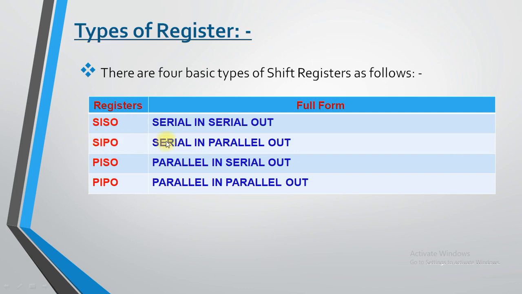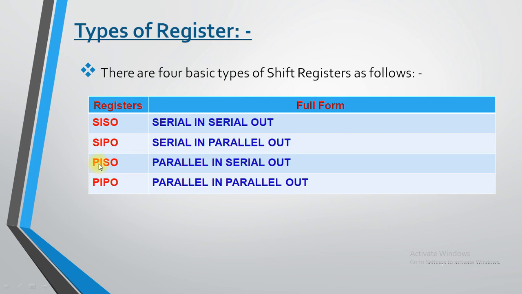Now what is my next requirement? I want to input my data in the form of serial. But at the same time I want to get all the data at the same time. At that time I can use a parallel register. So parallel out is there.